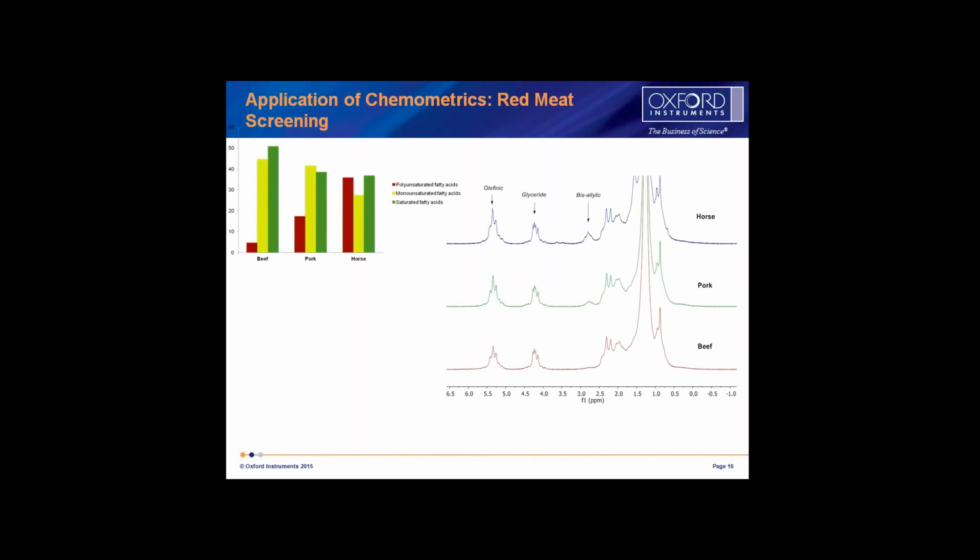And the answer is yes, we can. The beef is low in polyunsaturates, and while we still have an olefinic peak, we have almost no bisallylic peak. Pork has more polyunsaturates, so we see a larger bisallylic peak and a larger olefinic peak. Horse is high in polyunsaturates, and we see quite a strong bisallylic peak and quite a large olefinic peak. So even by eye, with these representative spectra, we can see differences between the different animals.